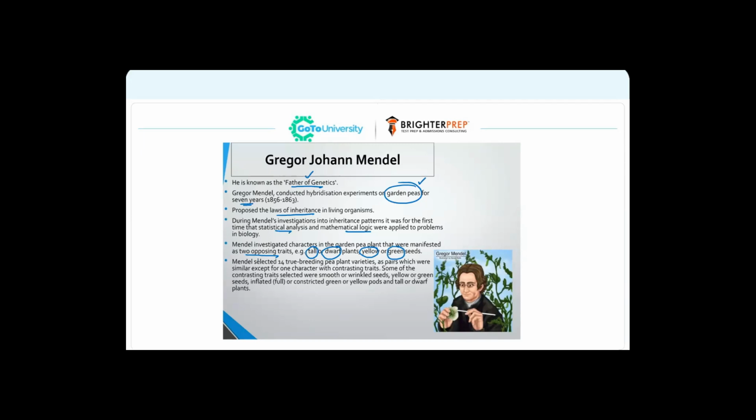Okay. Now, Mendel actually selected 14 true breeding pea plant varieties. So 14 plants were taken, and out of these 14 plants, we could say there are 7 pairs of plants. There are 7 pairs, and 7 characters were studied in this experiment. These were pairs which were similar except for one character with contrasting traits. Some of the contrasting traits selected were smooth or wrinkled seeds, yellow or green seeds, inflated or constricted green or yellow pods, and tall or dwarf plants.